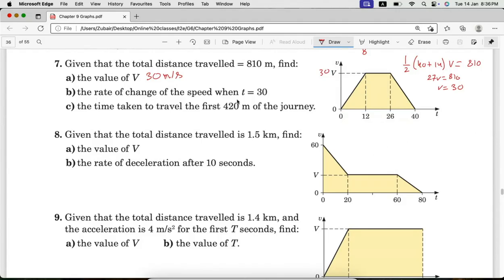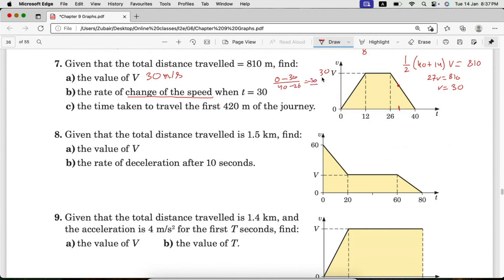The rate of change of speed when t is equal to 30. Now, rate of change of speed is acceleration when time is 30. So, time 30 lies between 26 and 40. So, at time 30, we just need the gradient of this line. So, gradient of this line is y2 minus y1 over x2 minus x1.